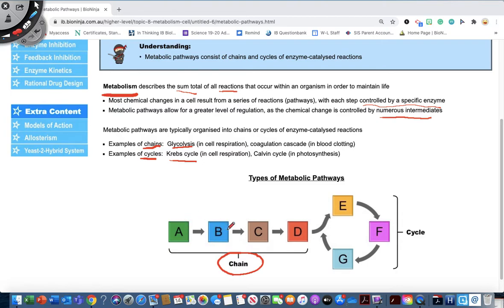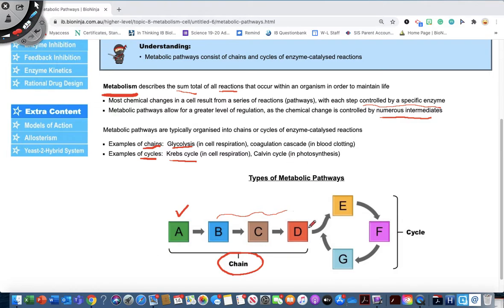Here we see an example of a chain metabolic pathway. You see the intermediates here. We have a reactant, which is A, and some intermediates, B, C, and D. Sometimes the chain can end with a product, like this could be the product, D. Or sometimes that end product can also be an intermediate that could go into a cycle. And we see this happening in cellular respiration.